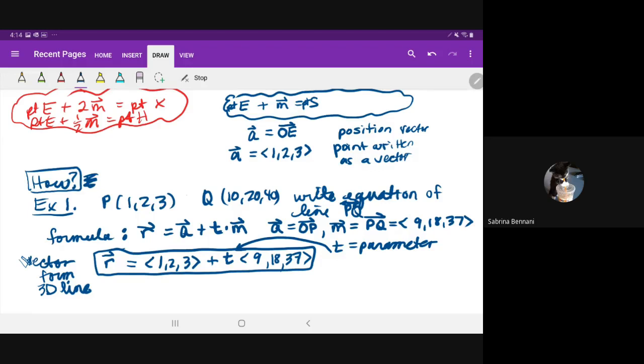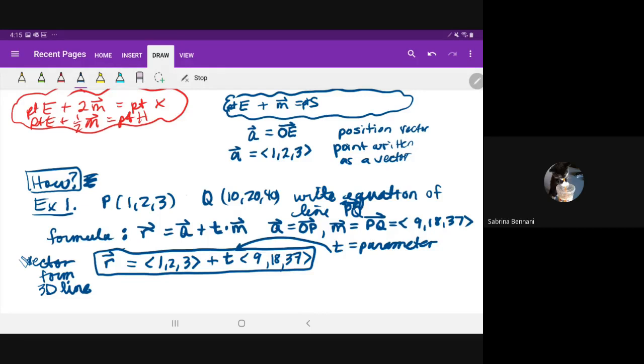Any questions so far? Just if you had to repeat, I know the theory is not what you're doing on your homework, but if you look at example 1, you have P, you have Q, you write the formula, R equals A plus TM. T, you don't know what it is. You could pick different numbers if you wanted different points on the line, but you just leave it. And then the 9, 18, 37 is the M vector.